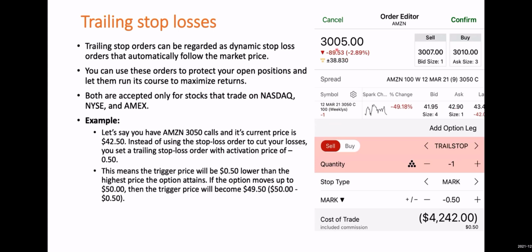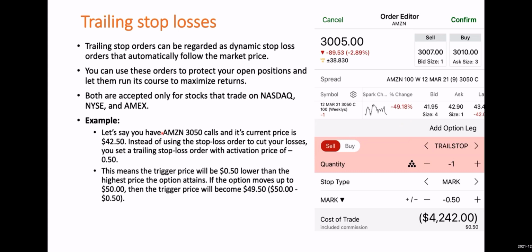Let's say Amazon goes to 3,100. Maybe this contract is going to go to 100, or 50. You don't know how much it's going to go. So if the stock keeps going up, I get to make a lot of money off of just this one contract. That's the beauty of runners. You don't have to monitor it. You just let it run. All right. So how does this work?